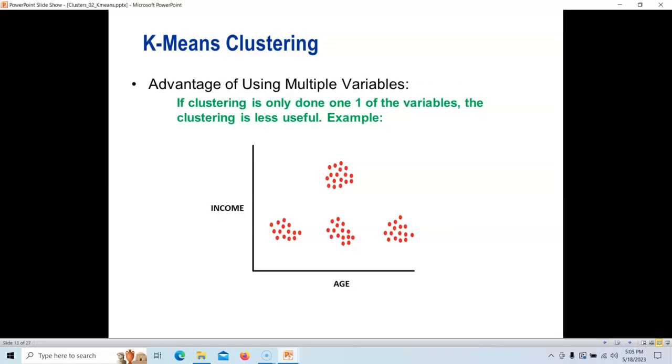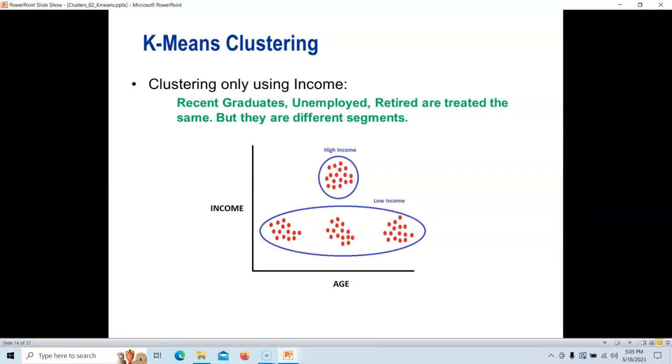Now, what if you're saying, well, big deal, what if we just look at how much money they make? Well, okay, we could do that. We could just look at the amount of money they make. If we look at only one variable, we would have two clusters. We'd have high income and low income. But you can see that the recent college graduates, the unemployed people, and the retired people are all low income, but they have clearly different needs.